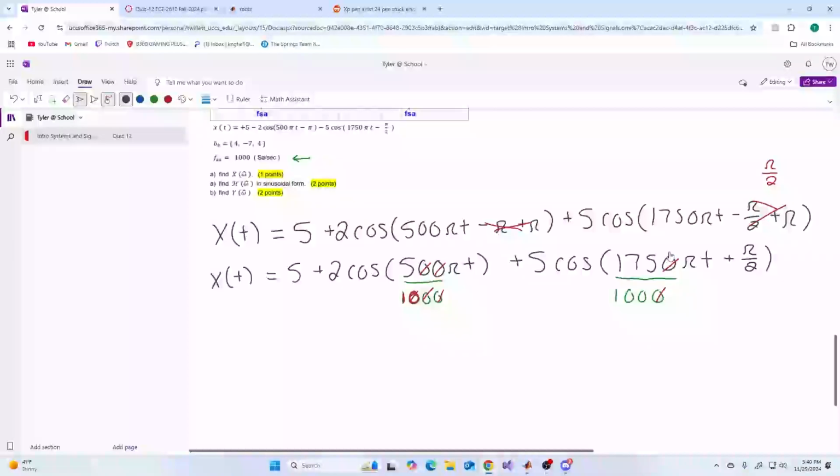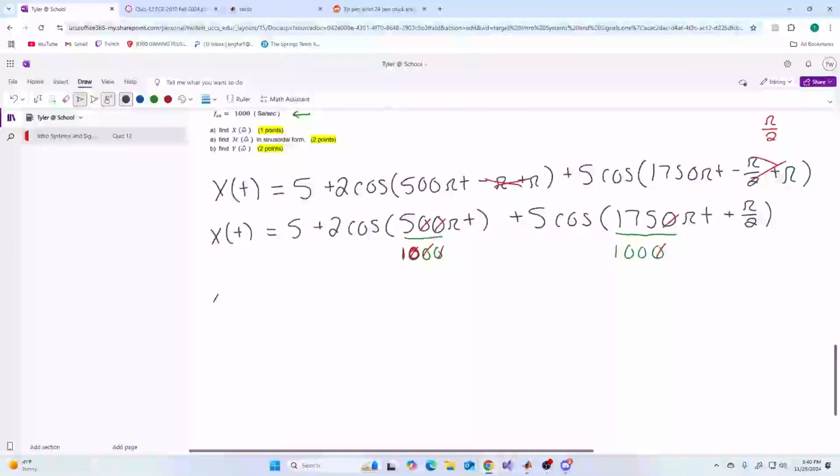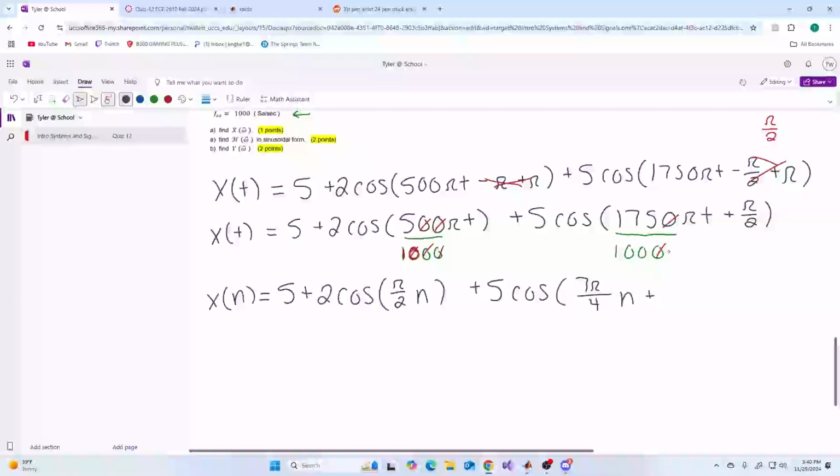So for me to go to x sub n equals 5 plus 2 cosine of 10 divided by 5 is a half, so pi divided by 2 n, plus 5 cosine. This ends up being 7 pi divided by 4 n plus pi divided by 2.